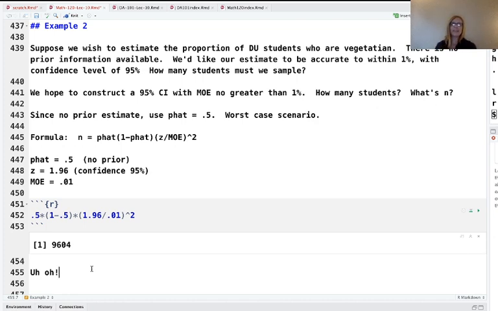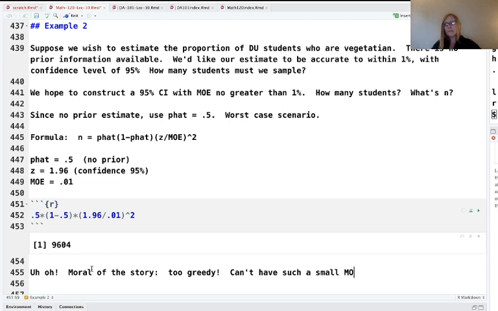Well, crap. There aren't that many Denison students. We would have to do a full census if we wanted to make sure that our margin of error was that small. So that's not useless. The moral of the story here, we're too greedy. We can't have such a small MOE. Try again.